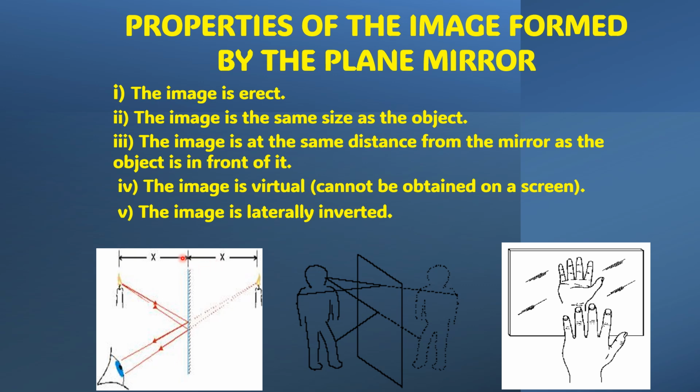So this is the mirror. Here it will be of the same distance. Next, the image is virtual, so it cannot be obtained on any screen. Next, the image is laterally inverted. Laterally inverted means the left and right of the image in the mirror are reversed when compared with the object.